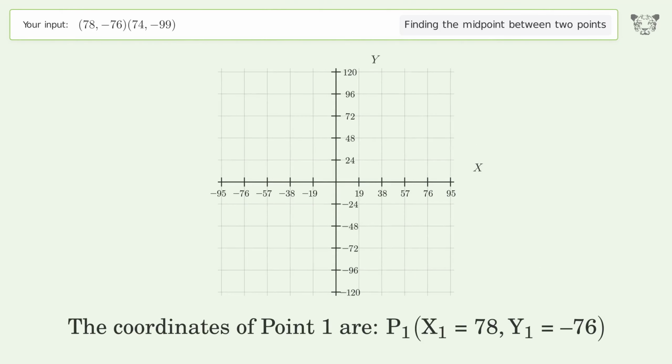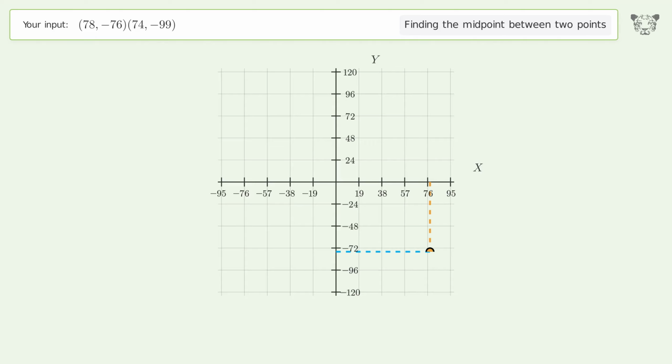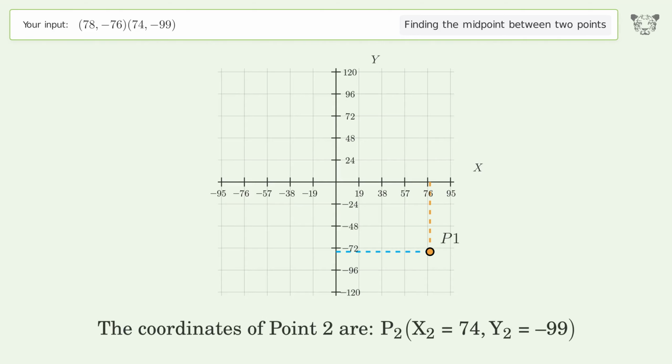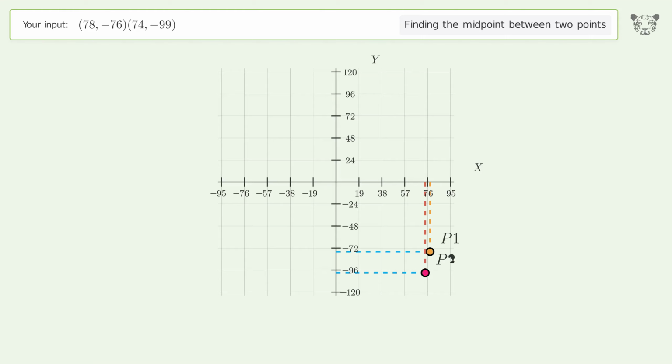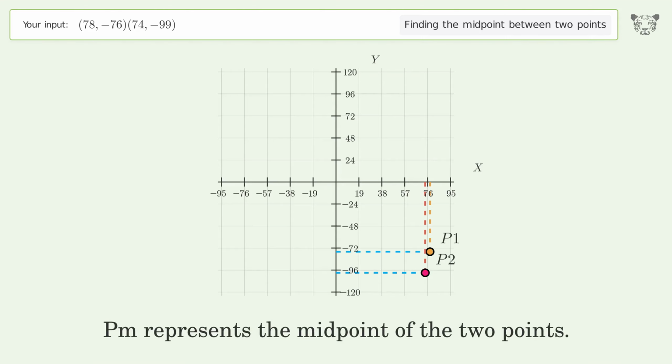The coordinates of point 1 are, x1 equals 78, y1 equals negative 76. The coordinates of point 2 are, x2 equals 74, y2 equals negative 99. PM represents the midpoint of the 2 points.